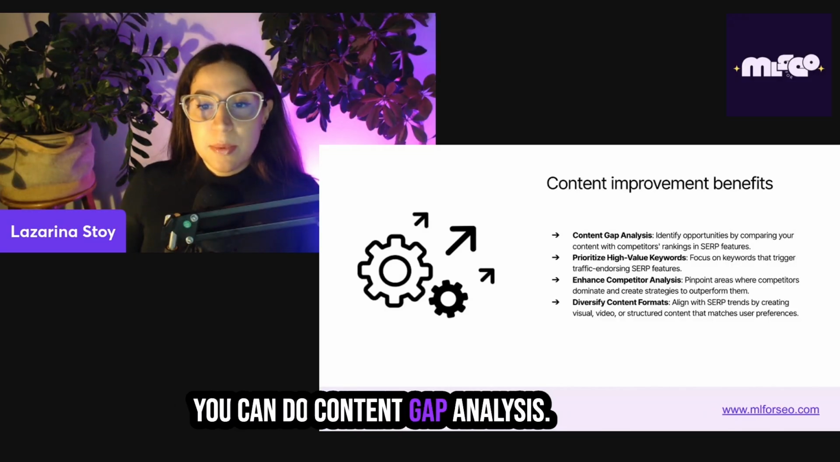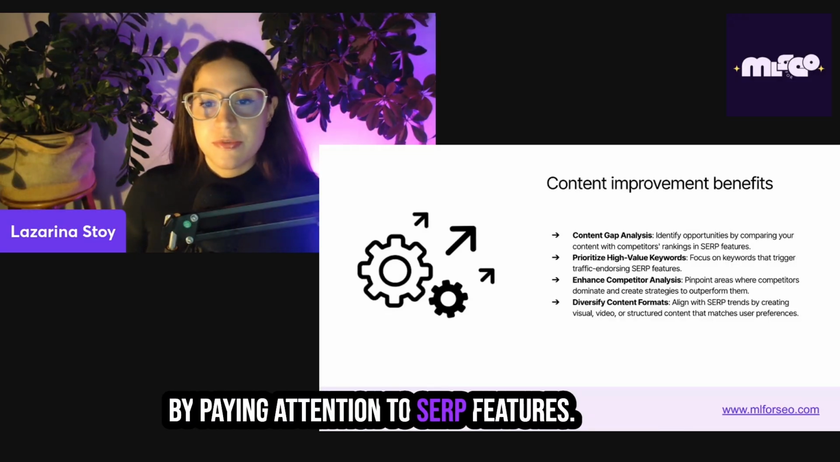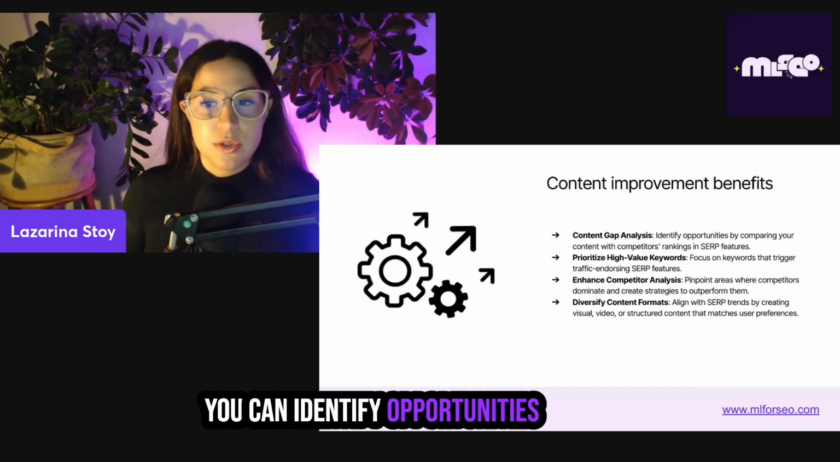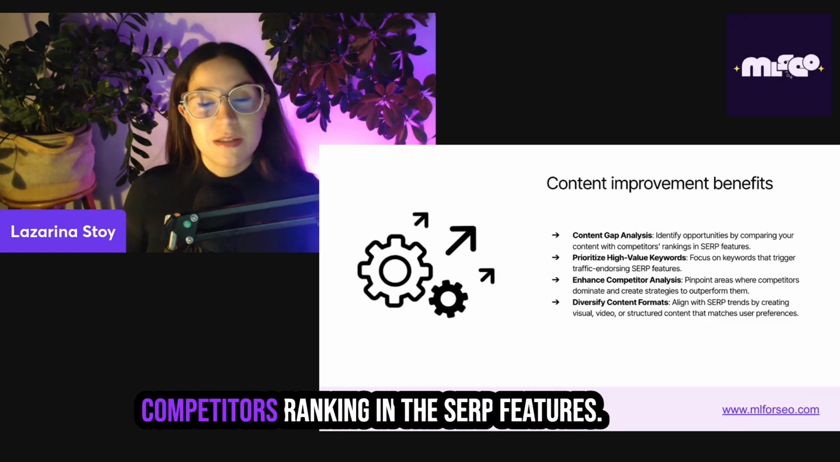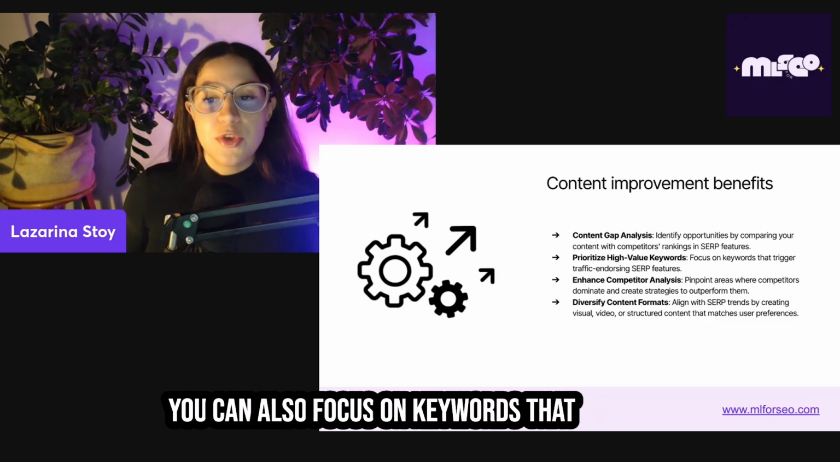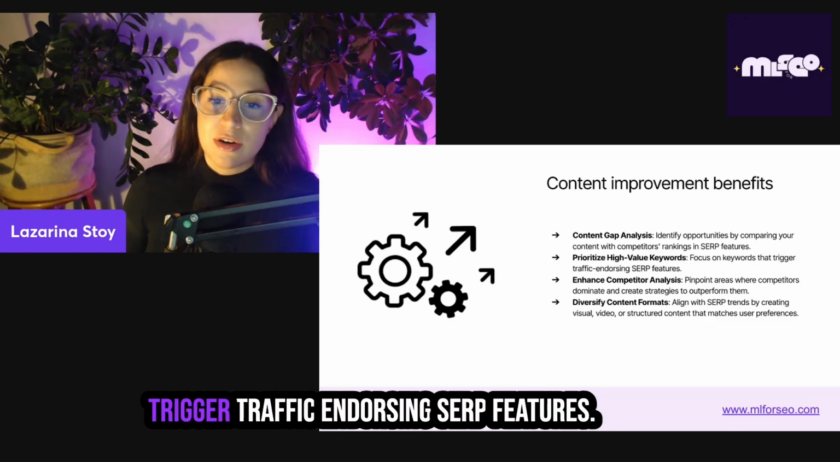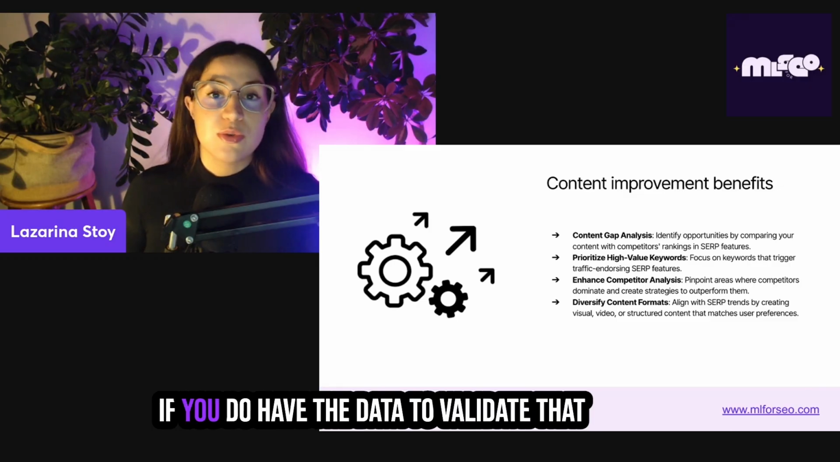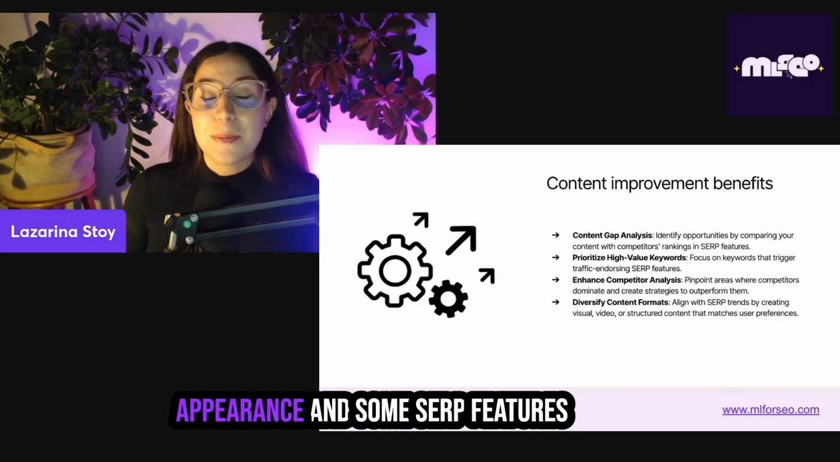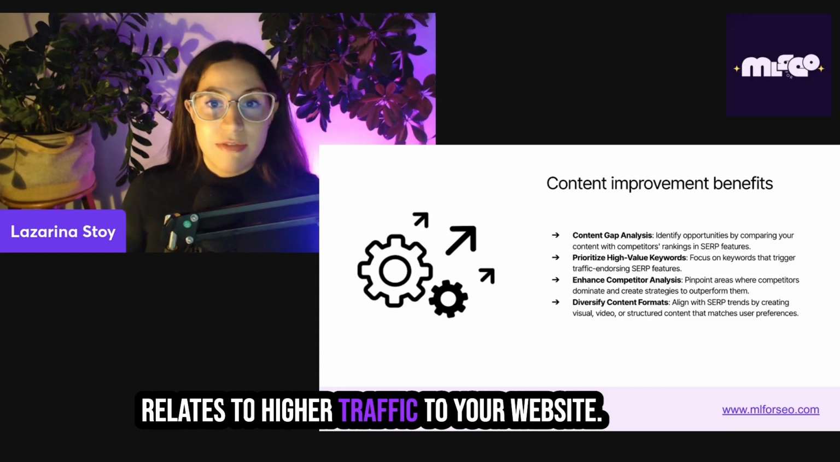There are also some content improvement benefits to consider. You can do content gap analysis. By paying attention to SERP features, you can identify opportunities by comparing your content with competitors' ranking in the SERP features. You can also focus on keywords that trigger traffic endorsing SERP features if you do have the data to validate that appearance in some SERP features relates to higher traffic to your website.